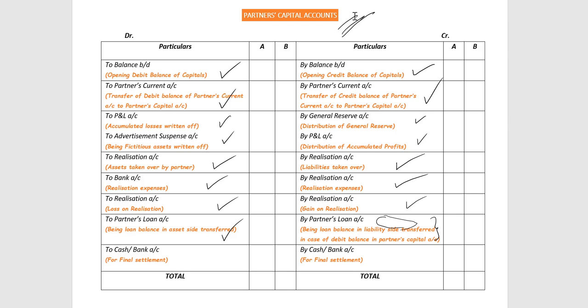The final settlement, where the partner has to bring in cash to make up for the deficiency, it would be by cash or bank for the balancing figure. And where the firm has to pay cash to the partner in the form of final settlement, the balancing figure will come as to cash or bank account. So this is the format of the partner's capital accounts.